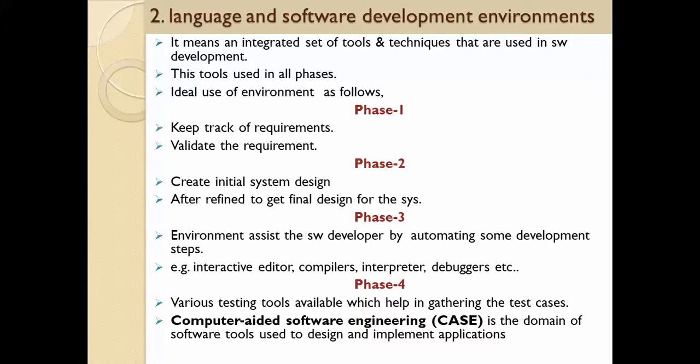Now comes phase 3, which is coding or implementation. The coding is done using different tools and IDEs, for example NetBeans and Eclipse. These are the IDEs used to develop software using the Java language. In these tools there are interactive editors, compilers, interpreters and debuggers, which are used to debug and compile the code.